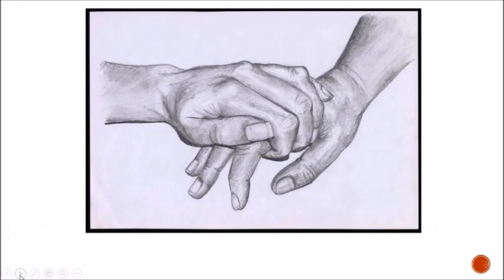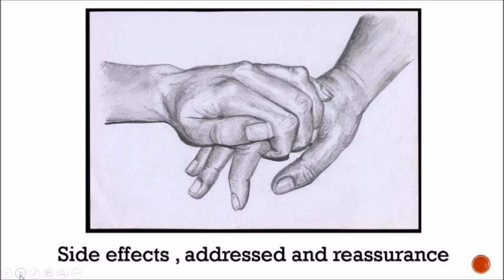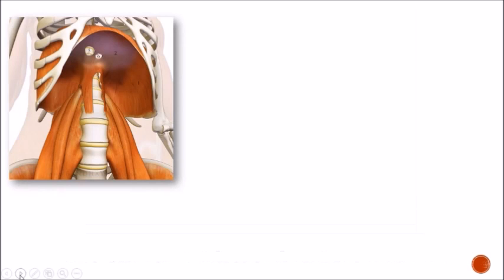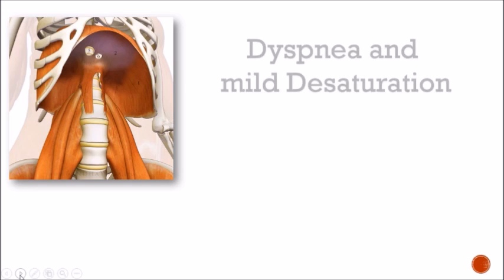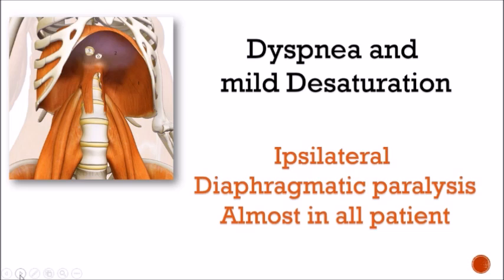What about the other problems that may happen during the interscalene block? Some of these are really common, and these need to be addressed with the patient during the consent, and the patient needs to be reassured if they happen after the interscalene block. Some patients become dyspneic and have mild desaturation after the interscalene block, and this happens secondary to phrenic nerve palsy. As the literature says, it happens in almost all patients, about 90 to 95% of patients who get an interscalene block.